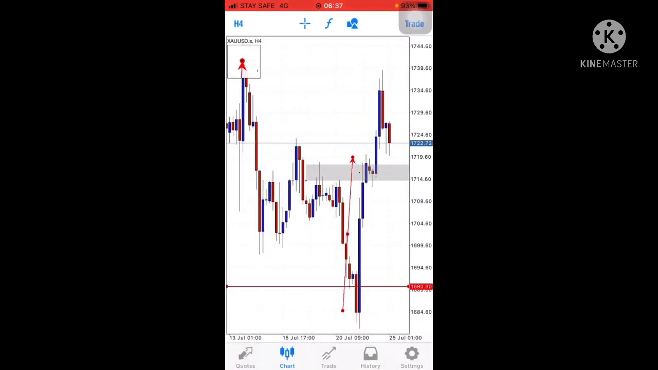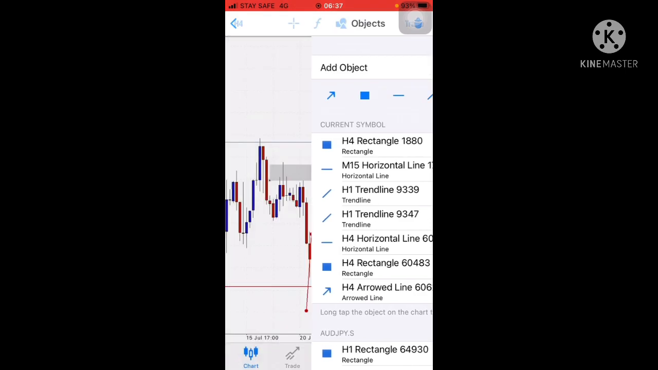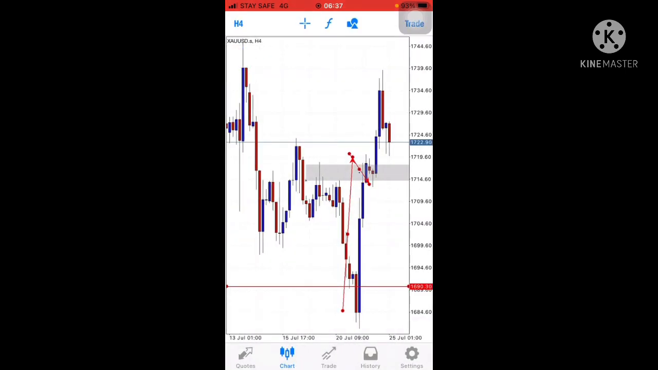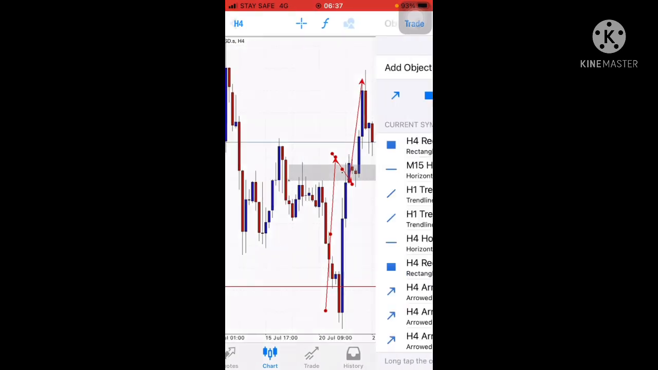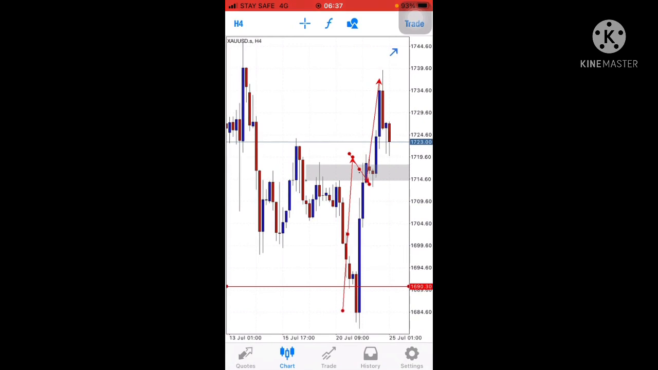This is called rally, base, rally. Now it's time to retest this area. You can see price is now 1722. Price is now at the time for the retest. Okay, price is going to retest.